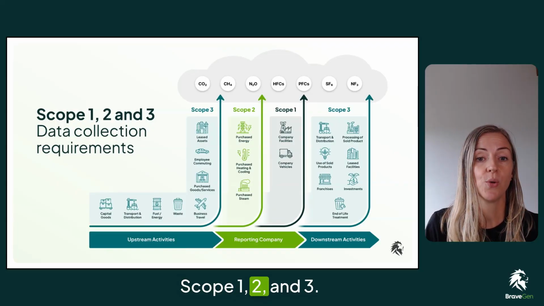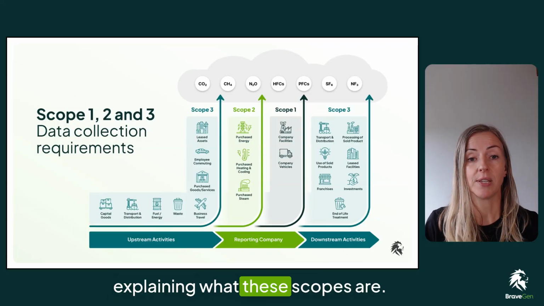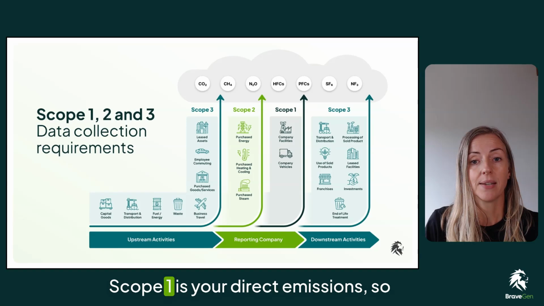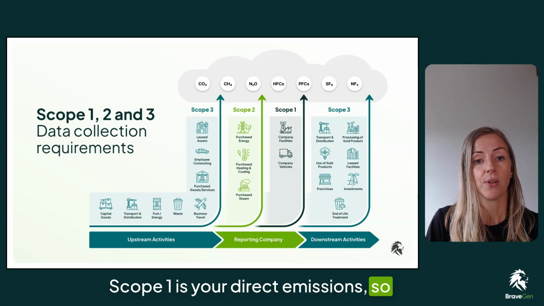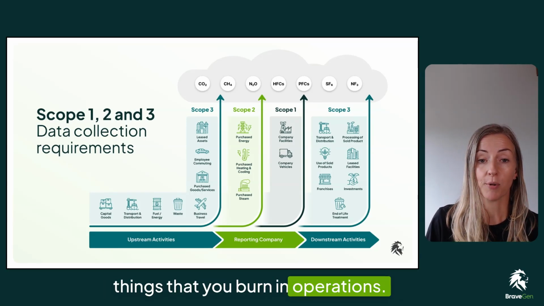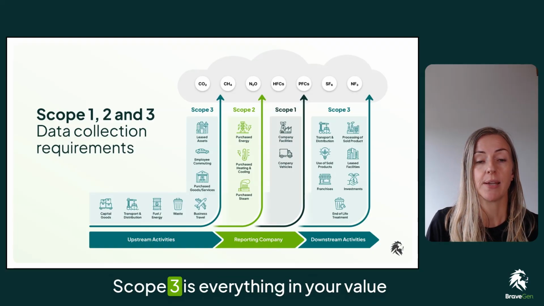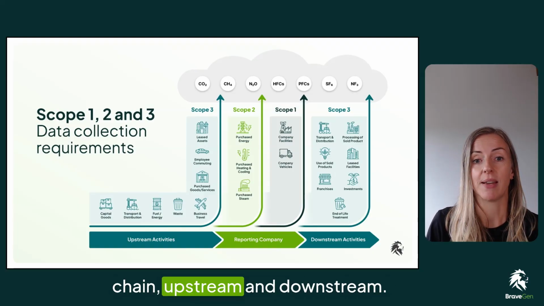Scope 1, 2, and 3. So this is a nice visual just explaining what these scopes are. Scope 1 is your direct emissions. So these are your facilities and vehicles, things that you burn in operations. Scope 2 is your purchased energy. And Scope 3 is everything in your value chain, upstream and downstream.